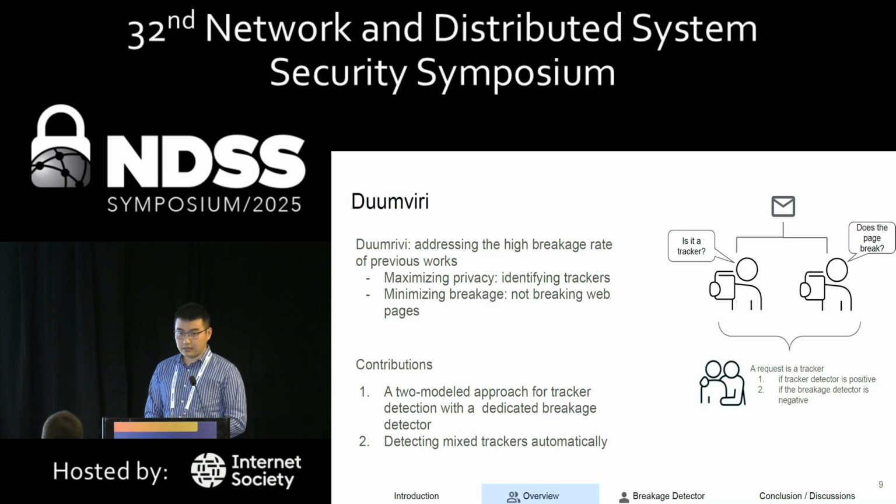So the benefit of having this breakage detector is that it allows the tracker detector to be tuned much more aggressively, identifying more trackers. When a misidentification occurs, this breakage detector can pull back the misidentification, increasing overall tracker detection accuracy. In the rest of the talk, I'll be talking about the design of this breakage detector.